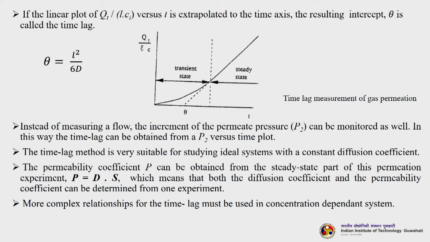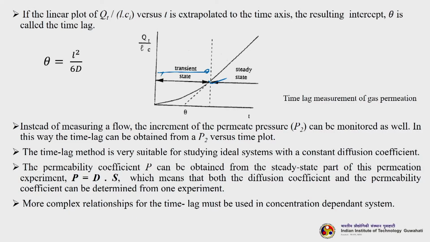You can see this from this particular figure, it is actually extrapolated. You can see this is the transient state from here to here, and then the steady state begins from here onwards. Instead of measuring a flow, the increment of the permeate pressure can be monitored as well. In this way, the time lag can be obtained from a p2 versus time plot. The time lag method is very suitable for studying ideal systems with a constant diffusion coefficient. The permeability coefficient P can be obtained from the steady state part of this permeation curve, which means that both the diffusion coefficient and the permeability coefficient can be determined from one experiment.